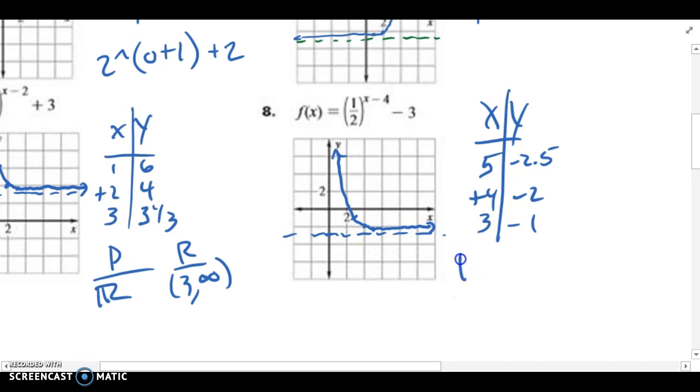There's our graph. The domain is all real numbers. The range is your asymptote right there with infinity.